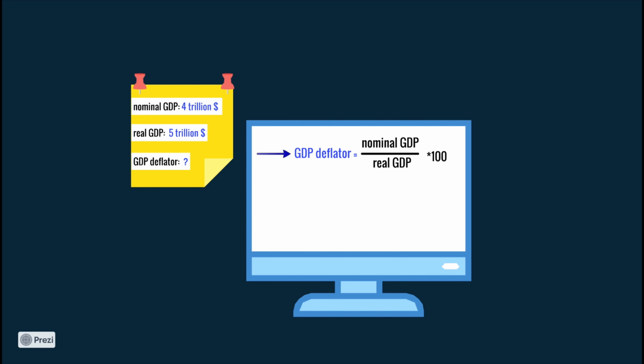If the GDP deflator is greater than 100, we are dealing with price increases, that is inflation, and if it is less than 100, we are dealing with price decreases, that is deflation. All right, now we just need to plug the values into the formula and we calculate GDP deflator equals 4 trillion divided by 5 trillion multiplied by 100, which gives us a GDP deflator of 80. Since the GDP deflator is below 100, we know that we are dealing with deflation. Perfect. That's it for the first task.